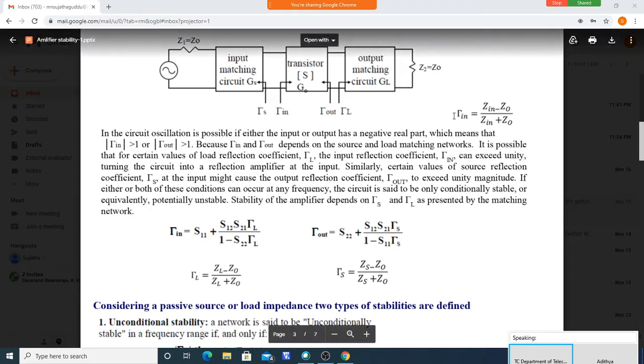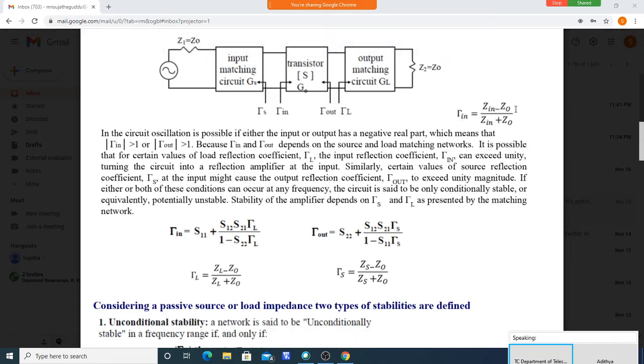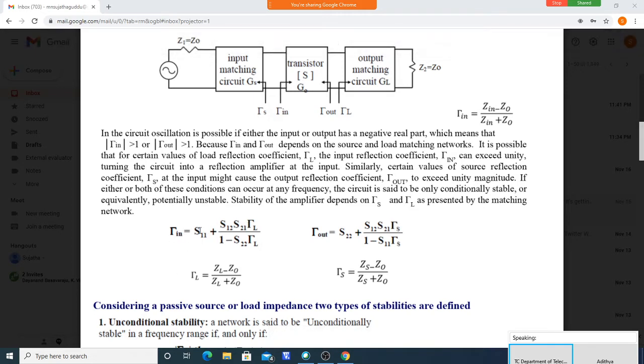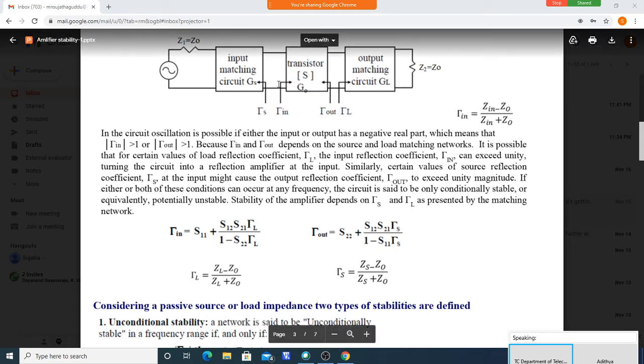See, tau in. What is tau in? Zin minus Z0 divided by Zin plus Z0. What is Zin? Zin is the impedance looking in this direction, so tau in is equal to Zin minus Z0 divided by Zin plus Z0. Zin means looking in this direction, whatever the impedance is there. That is the Zin. And this equation is equal to this. So it depends upon the input impedance here.